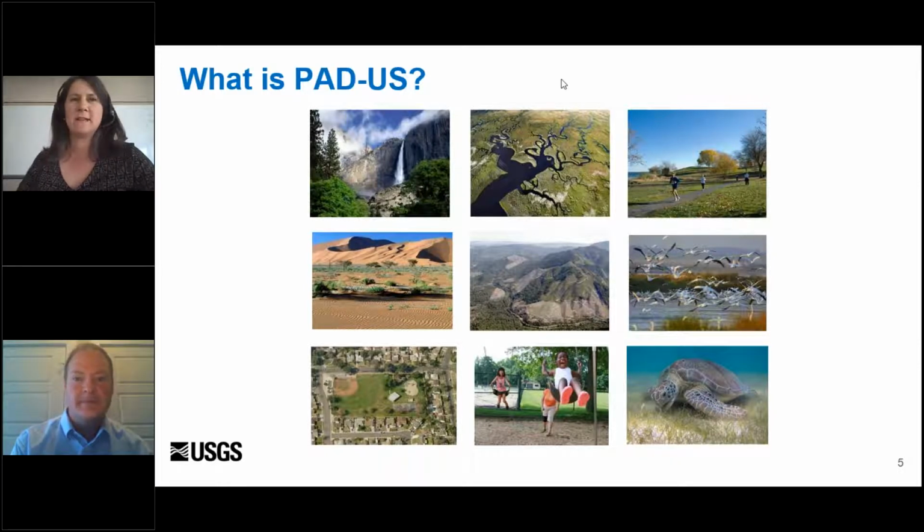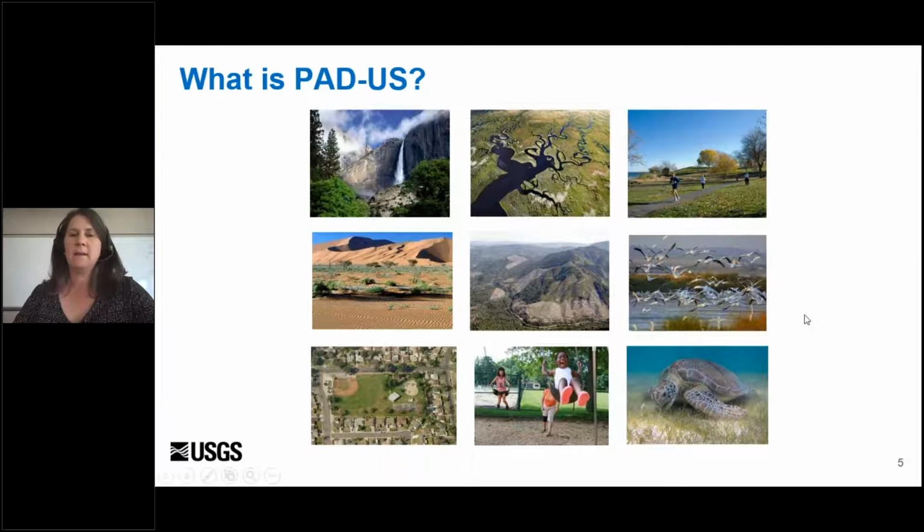The vision for PAD-US, established in 2009, is to provide a one-stop shop for public lands and other protected areas to meet common needs. We're almost there, and your feedback helps us prioritize improvements. So please do share your applications and needs with us. There'll be contacts on the last slide.